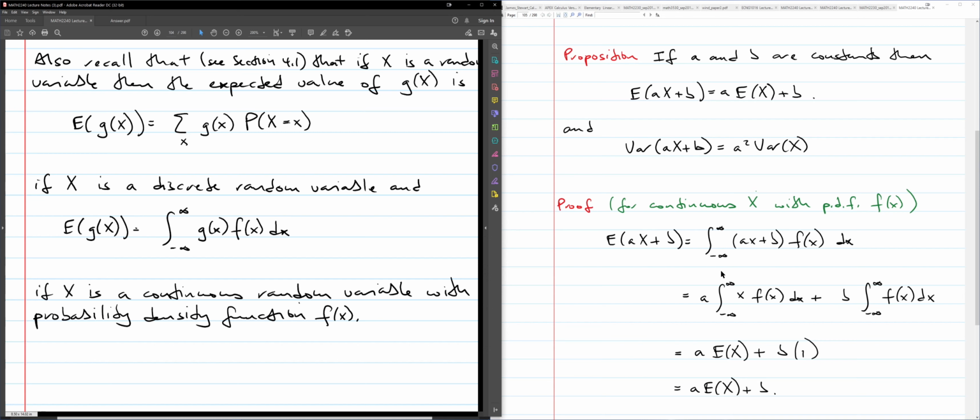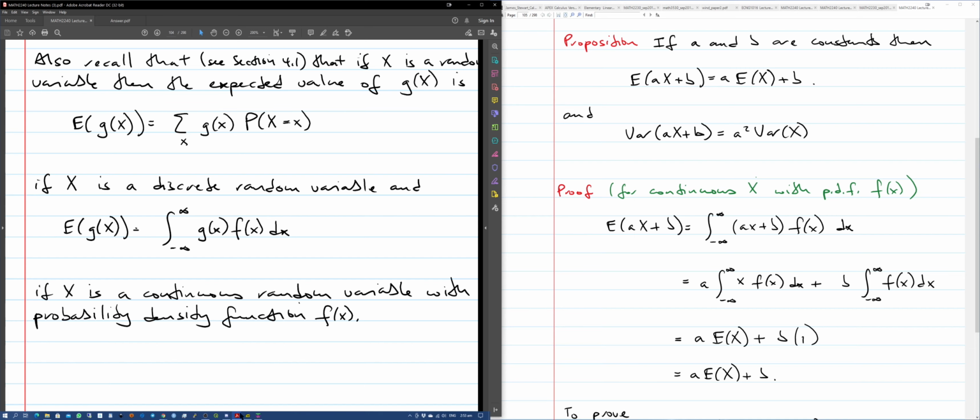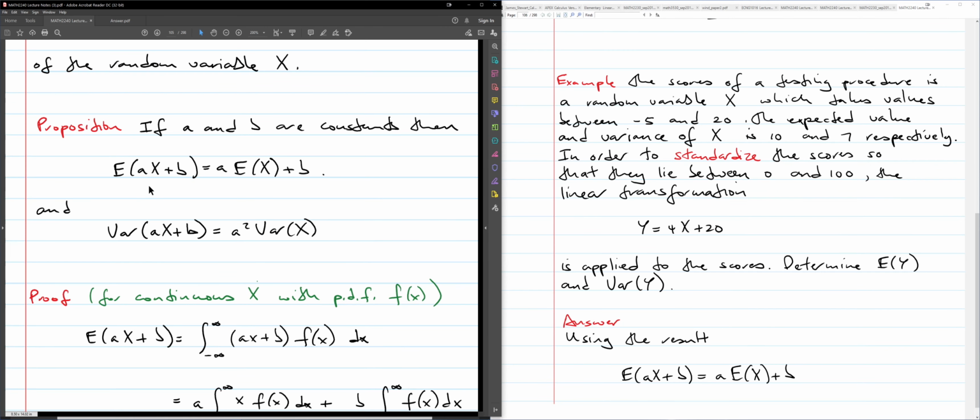Now, what you want to notice is that this integral of x times the PDF over here is nothing but the expected value of x, when x is a continuous random variable. So you have a times the expected value of x. And in this other term, you're integrating your PDF over all values of x. In other words, you're summing your probabilities. When you sum all the probabilities, you get 1. So I get a times E of x, the expected value of x, plus b, which is what I want.